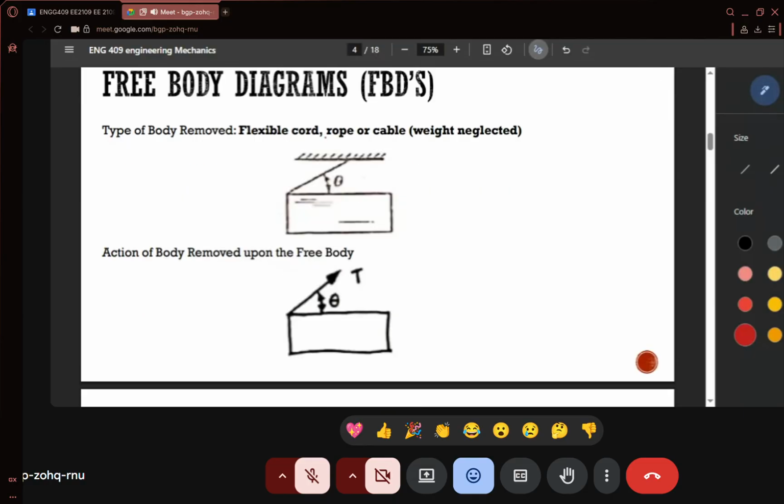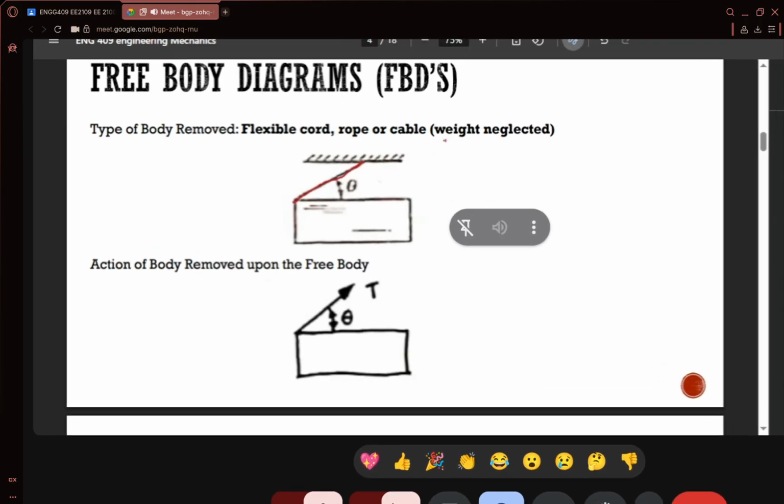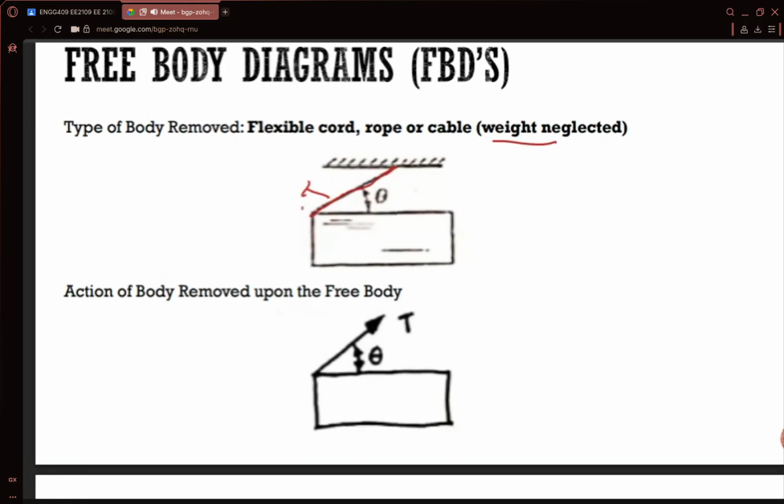We have another example here. The type of body removed is a flexible cord. This is the sketch of the system from your real world, physical system. Flexible cord, rope, or cable. That part is this one, the one that's supporting the object from the surface. Let's say this is a ceiling. This wire, cord, rope, cable, considering that its weight is neglected, meaning this is a weightless cable, but perfectly fine holding a heavy object. Okay, makes sense, right?